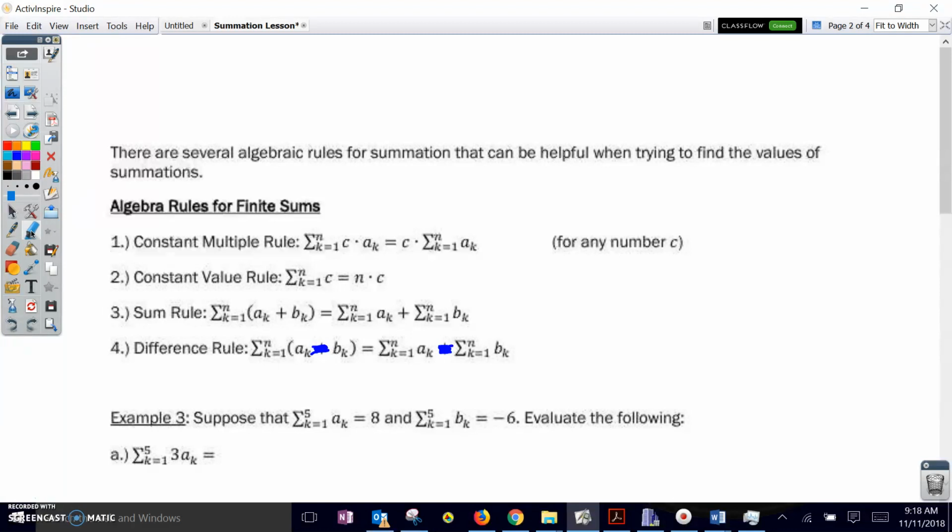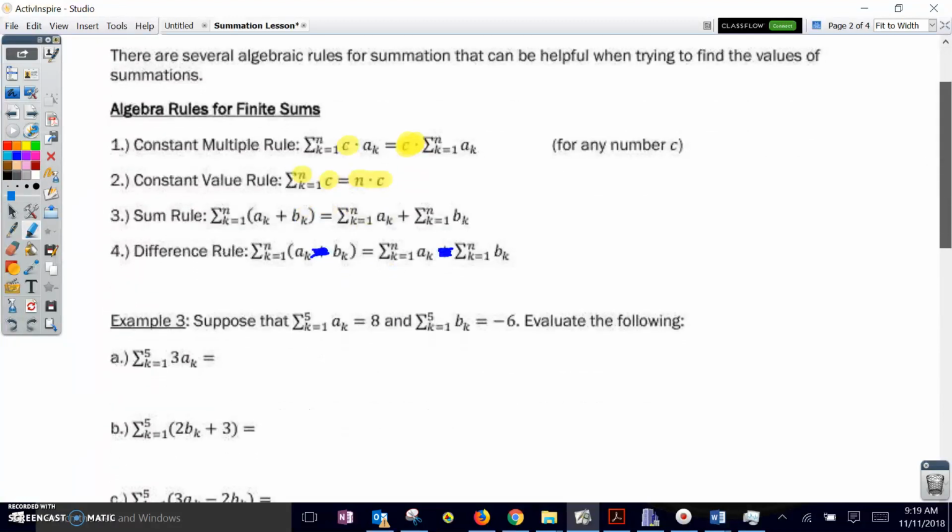First, we have a constant multiple rule, which says that if there's a constant multiple inside of a summation, we can bring that constant multiple out in front of the summation. The constant value rule, this is one of my particular favorites. When we take the sum from 1 to n of any constant, the value of that is just going to be n times that constant. The sum rule says that if we have the summation of two things being added together, we can make it the sum of one plus the sum of the other. And the difference rule, when we have the sum of the difference of two things, we can take the sum of one minus the sum of the other.